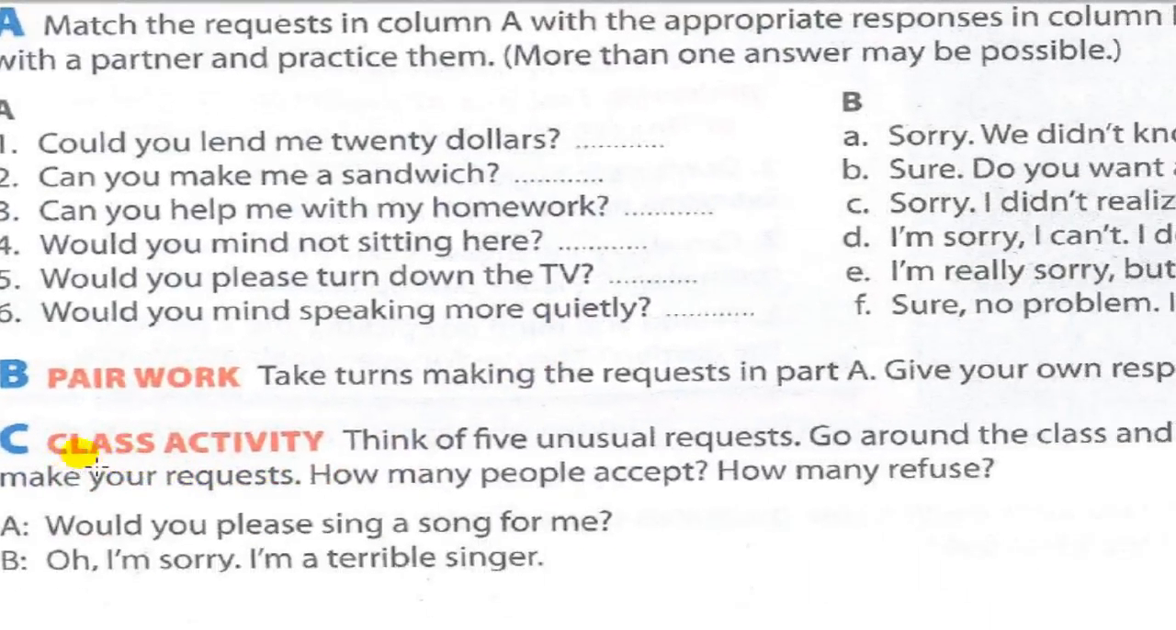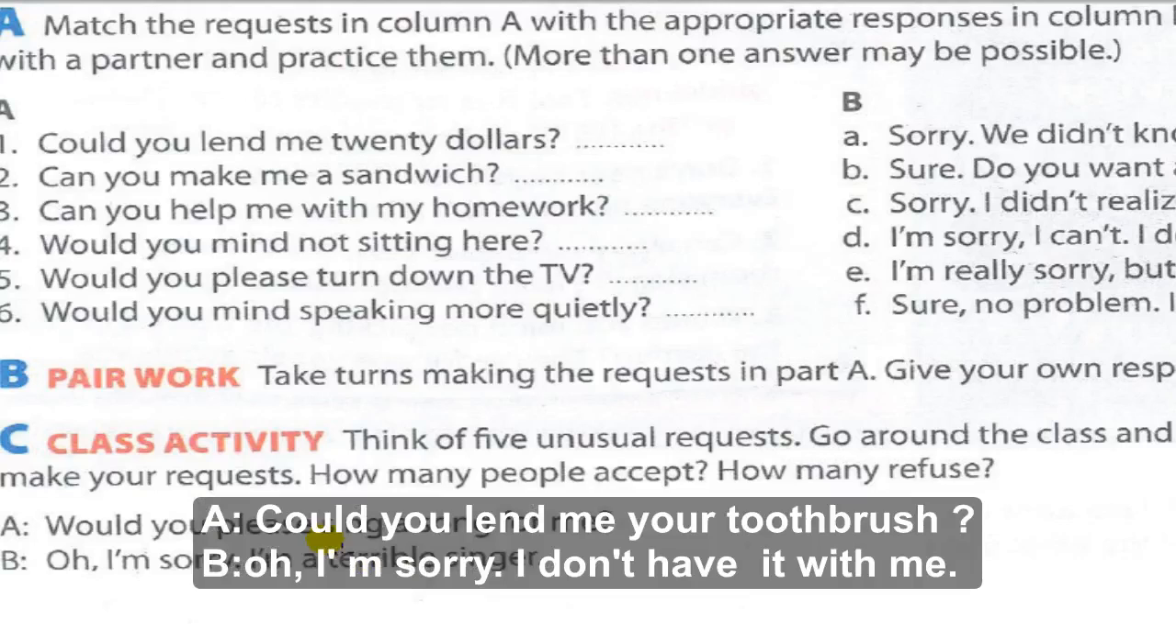C. Class activity. Think of 5 unusual requests. Go around the class and make your requests. How many people accept? How many refuse? So in this exercise, you make a class activity with all your friends. Like, would you please sing a song for me? Oh, I'm sorry, I'm a terrible singer. You make different requests to all your friends.